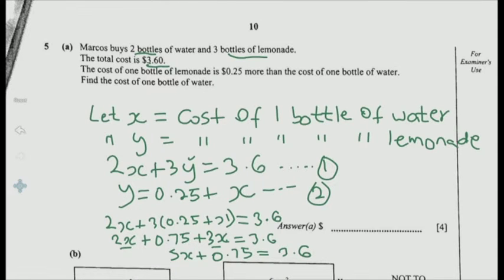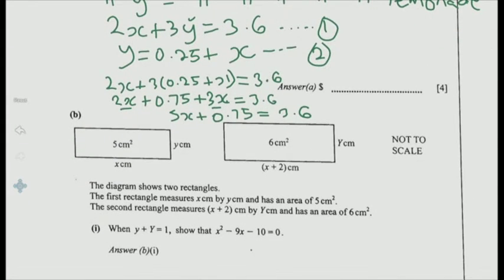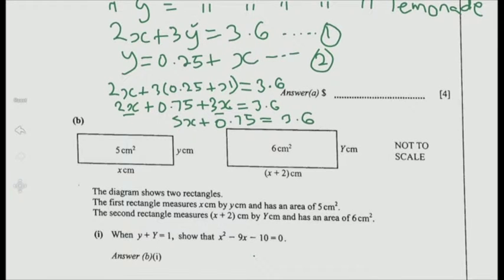Then, solving for x there, you subtract 0.75 on both sides. So you'll get 5x equal to, we're subtracting this 0.75 there. So what's 3.6 minus 0.75?